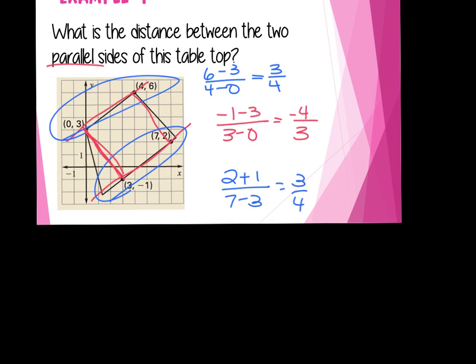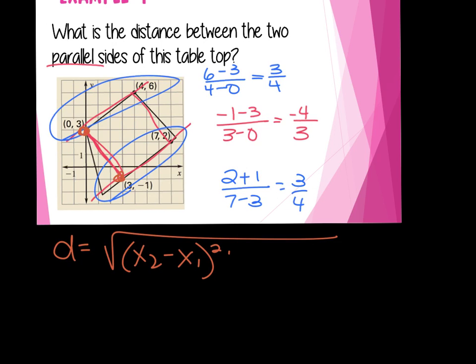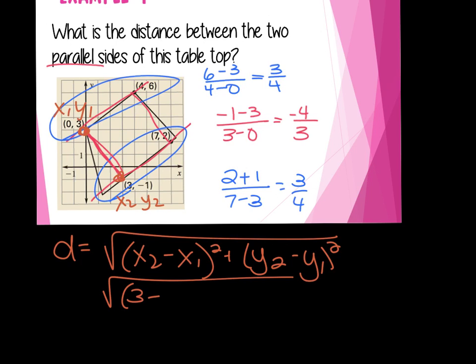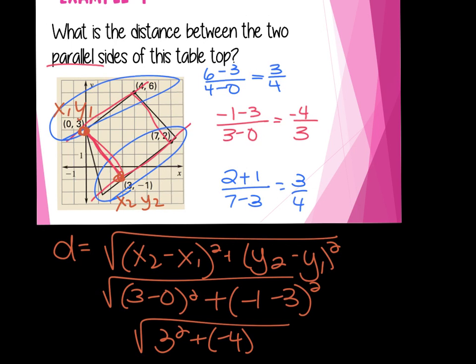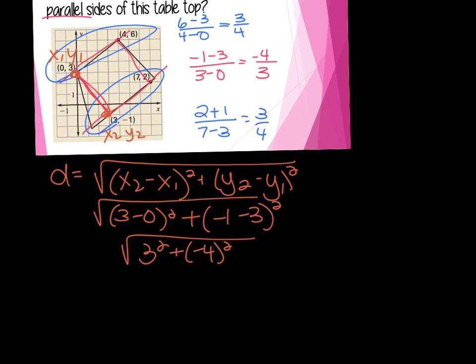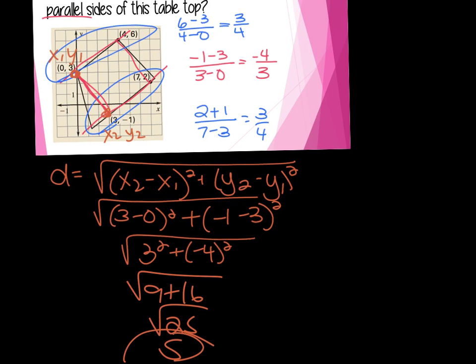So now I've got to find the distance between this point and this point. So the distance formula is the square root of x2 minus x1 squared plus y2 minus y1 squared. If this is my x1, y1, this is my x2, y2, I get the square root of 3 minus 0 squared plus negative 1 minus 3 squared. 3 squared plus negative 4 squared, which is 9 plus 16, square root of 25, which is 5. So the distance between these two lines would be 5 units.